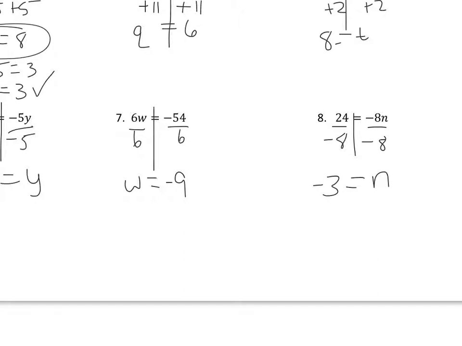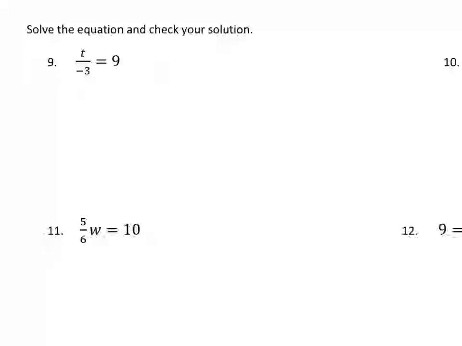So there's the addition, subtraction, multiplication. Let's start getting into how to undo division. Okay? Let's take a look at that. So it says solve the equation, check your solution. We already went over how to check, so that's up to you. See how it's t divided by negative 3? Well, how do you get rid of dividing by negative 3? Multiply. Because look, if you put this over 1, it's negative 3 divided by negative 3. So they cancel. So you get t equals negative 27.